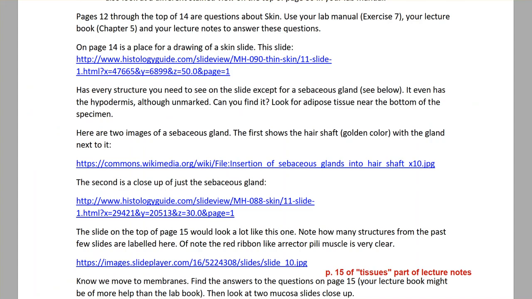And so just for reference, here we are in our lab instructions. And this is where we start on exercise 7 about the skin. And then you have a whole bunch of links. I went to these exact same links to look at images. I didn't go to everything, so check this one out, check this one out, check this one out.